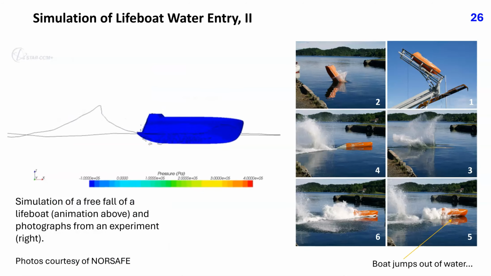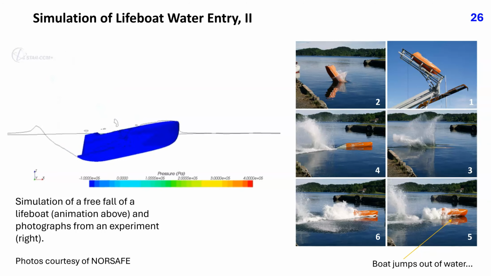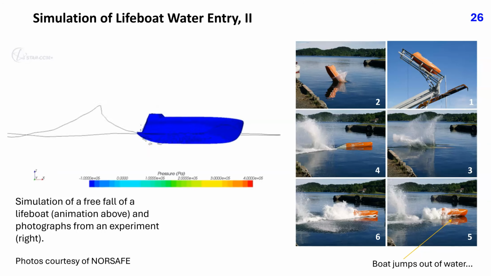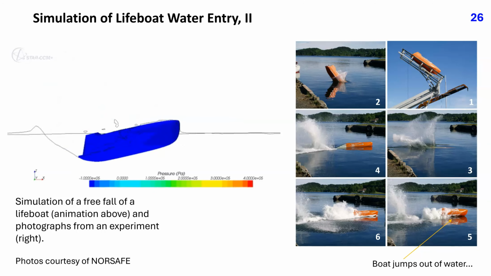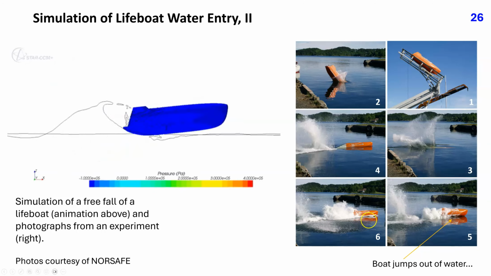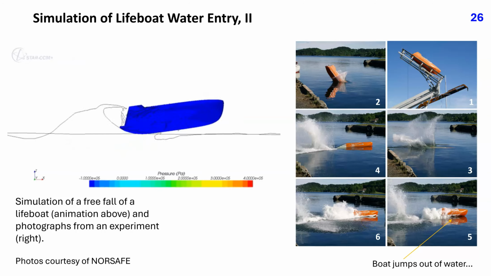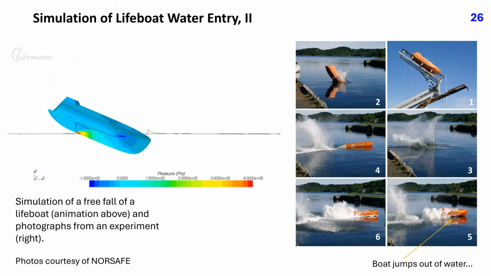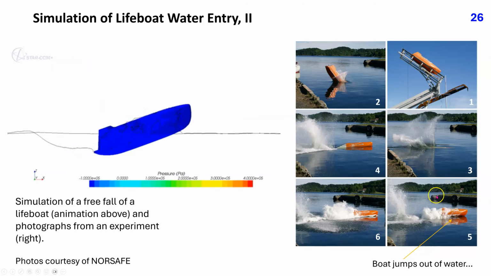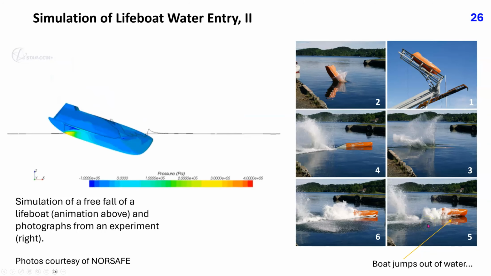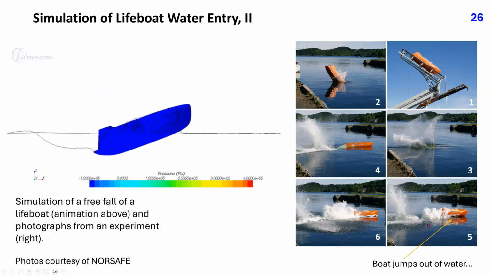The animation shows the motion of the lifeboat during free fall and water entry, the pressure on its surface, and the contour of the free surface in the symmetry plane. On the right hand side are photographs from an experiment performed by Norsafe in Norway. In both simulation and experiment, the lifeboat jumps out of water after resurfacing. This will be visible in the plot of accelerations on the next slide.